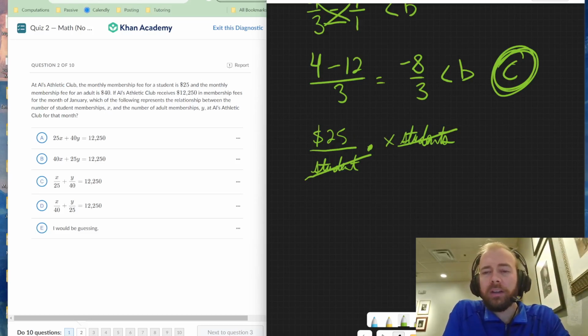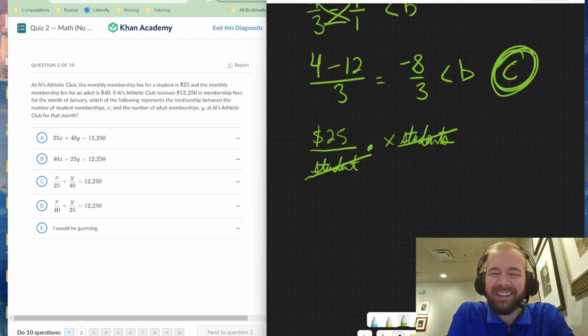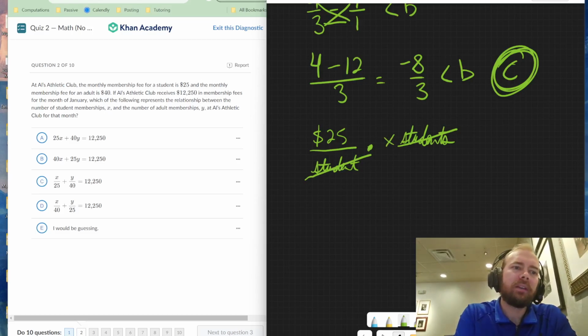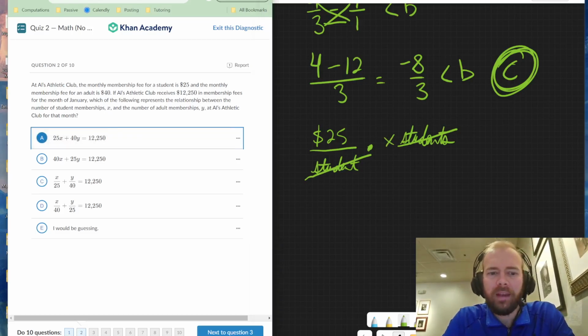That represents dollars. It no longer represents students. The individual things represented students, but the term 25x represents dollar amounts. And then you add that to another dollar amount, and that equals the total dollar amount, which is 12,250. All of them are equal to 12,250, so that's not super helpful by itself. But it's going to have to be 25x, not x over 25, because that's how the units go together. So 25x, and the only one that has 25x is A.